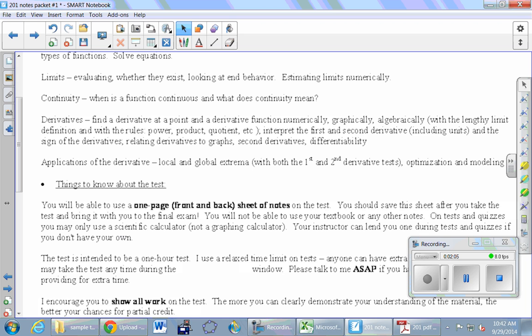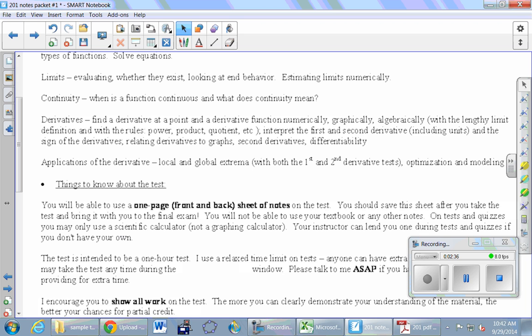And then I need you to know the shortcuts. We talked about power rule, product rule, quotient rule, and then some other kind of rules like addition and subtraction and constant multiples. Interpreting first and second derivatives is important. Make sure you're aware of how to figure out the units, because you might see a problem that is in an unfamiliar context. But if you can figure out what the units are, that might help you explain what the derivative represents. And the sign of the derivatives, does it tell you increasing, decreasing? Does it tell you concave up or down?